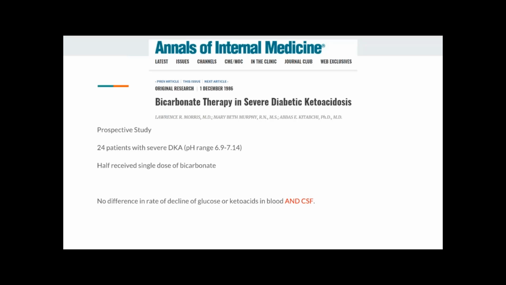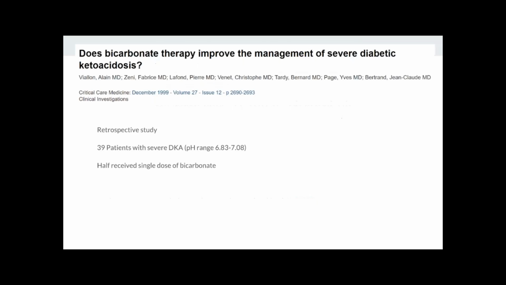What were the outcomes? There really was no difference in the rate of decrease. And they actually checked the CSF in these patients, which I thought was really hardcore. I guess they were trying to see whether there would be a difference in the CSF versus the plasma. They didn't find it. I think it'll need IRB approval on that. Right.